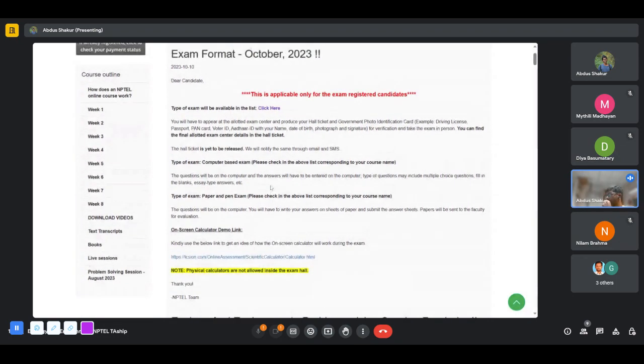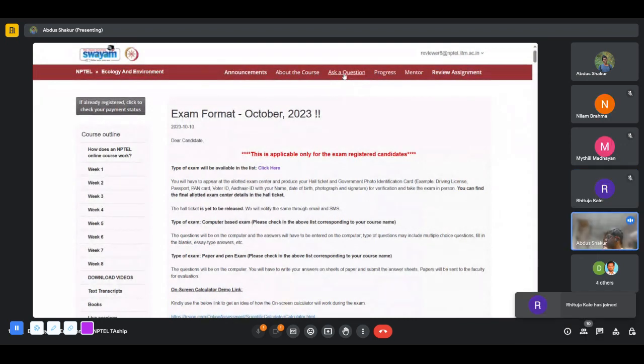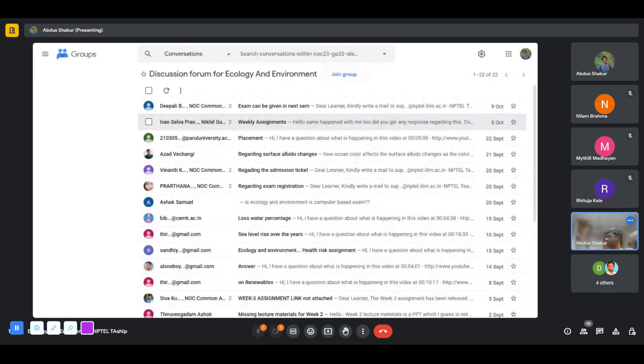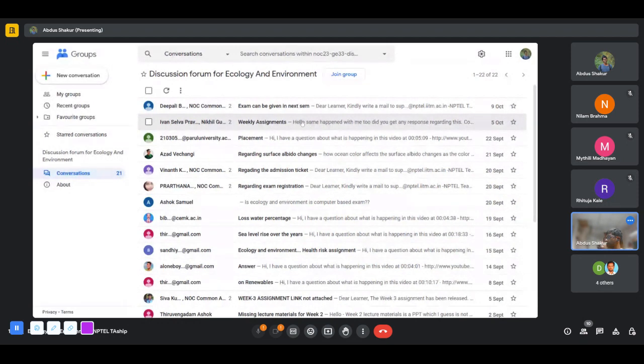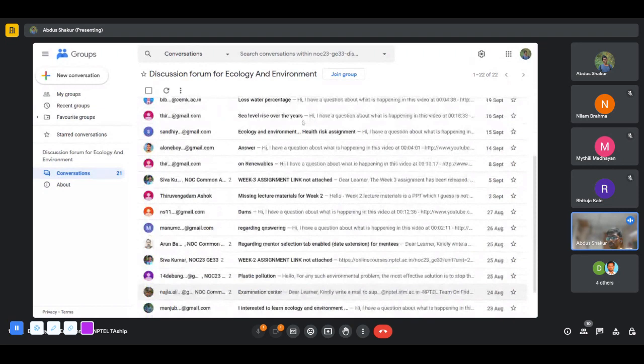I think most of the questions will be either multiple choice, multiple answer, fill in the blank, or true or false, because that's the pattern the assignment has followed. So I presume that's how it's going to be. But if you have any doubts regarding exams, you can always go here and post your question, because you are going to get a response as soon as possible.